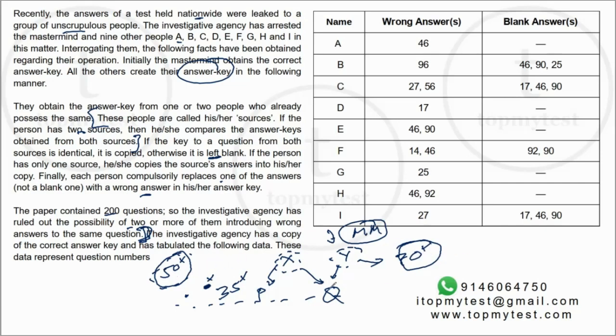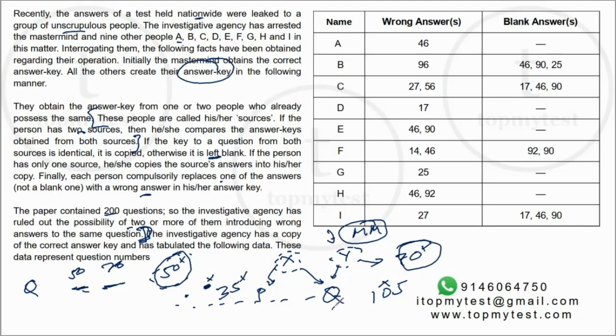So what will he do? Q will leave 50 blank and 70 blank. And then he will choose one of the remaining questions, let's say question 105, and he will mark it wrong.